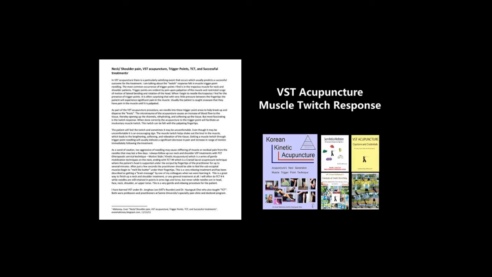Alrighty, now that we have done the range of motion analysis and we've identified the antagonist muscles that are restricting the range of motion, it is time to do the acupuncture trigger point needling. Now, one of the phenomena very common with acupuncture trigger point needling is the muscle twitch response. It's a very good response.